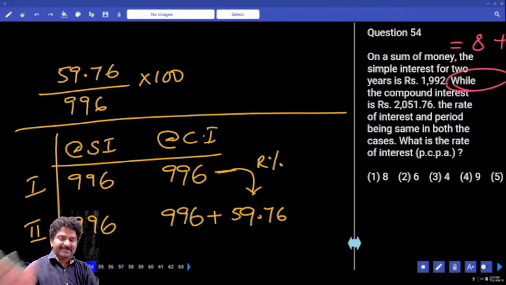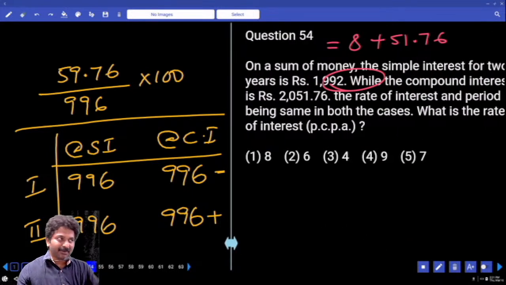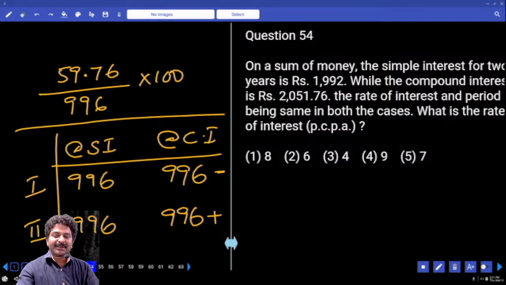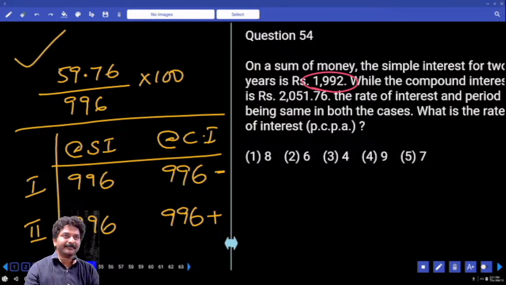So I am not using this table. Because if you are a learner, yes, you'll have to write like this table. Once you have enough practice, you should be able to write the direct number. Difference between simple interest and compound interest for 2 years is interest obtained on first year. So first I am taking difference between both the numbers, which I got as 59.76. That is interest obtained on first year interest. Simple interest for 2 years is 1992. That is for 2 years. Per year that is divided by 2, which is 996. So directly I am using this step.